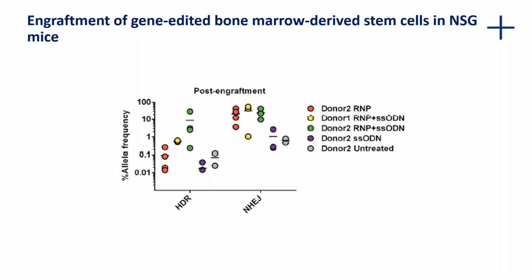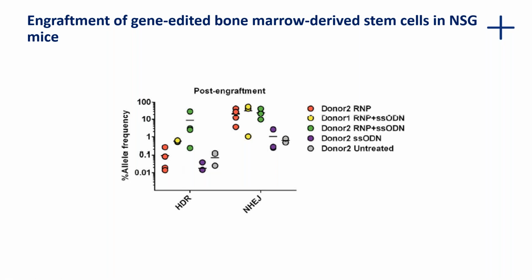You really would like to see the green and the yellow for the HDR being as high as possible. And you do see that from the green, there's quite a lot of scatter, and the yellow is higher than any of the others as well. So that indicated that engraftment was generally good, although variable.